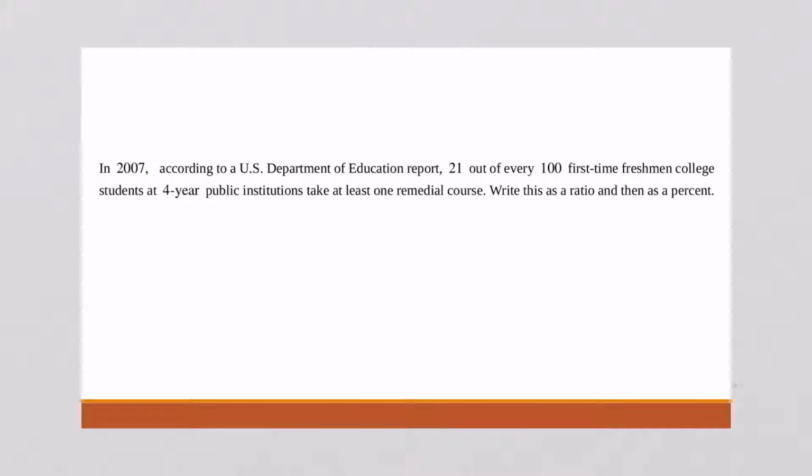This problem says, according to the U.S. Department of Education report, 21 out of every 100. Anytime you see "out of every 100," you are looking at a percent. So 21 out of 100 students, or first-time freshman college students at a 4-year public institution, take at least one remedial course. Write this as a ratio and then as a percent.